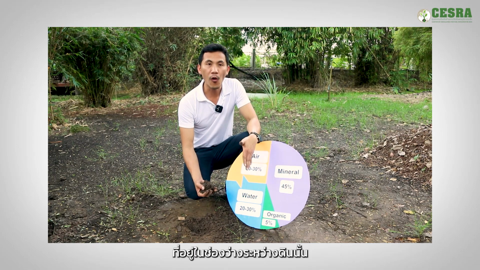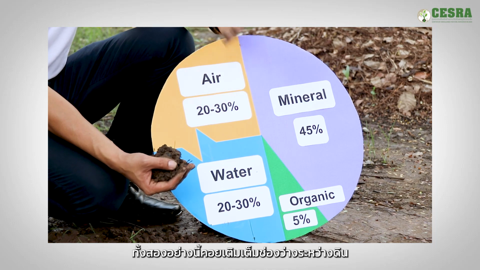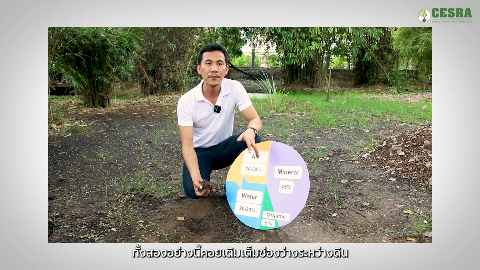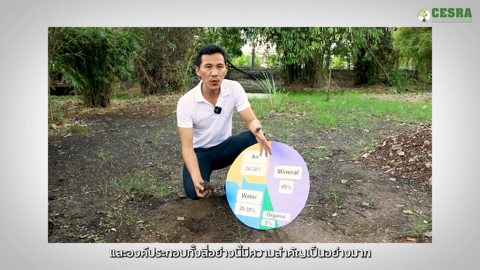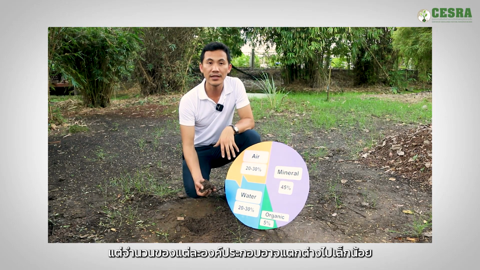So within the pore, we have air and water compensating each other to take the spot of the pore space. All right, and these four components are really important. We always see these four components, but the amount of each component might be a little bit different.